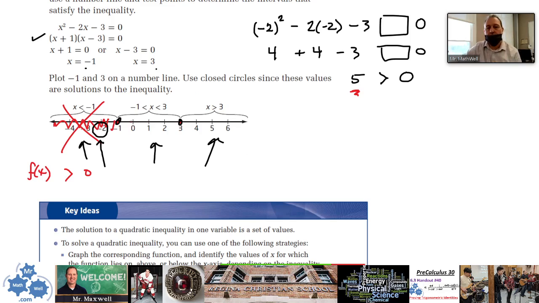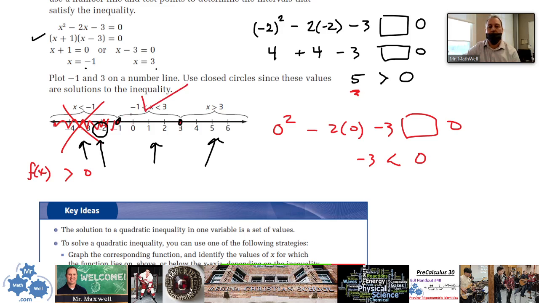So you would test 0 maybe. 0 is a good one to test always. That's 0 squared minus 2 times 0 minus 3. What is that compared to 0? Well, that's negative 3. Well, that's less than 0. So yes, this is the good region. We want this region, and we want to include the x-intercepts as well. Okay? So that's how you could do this without graphing it. That's strictly algebraically. Okay?